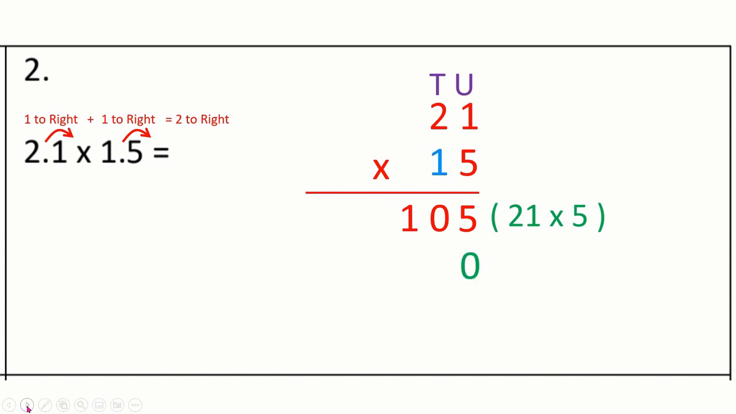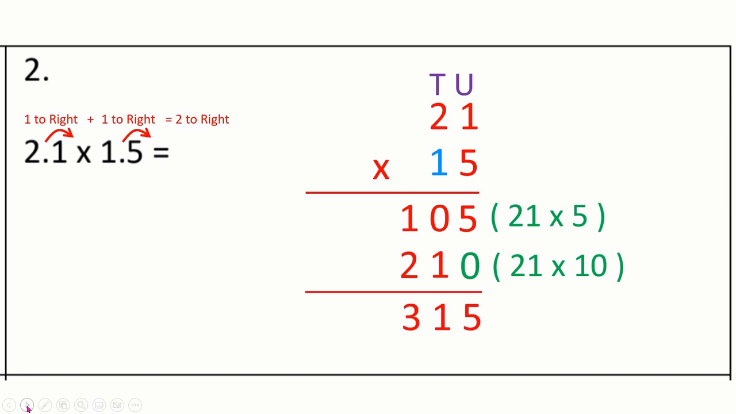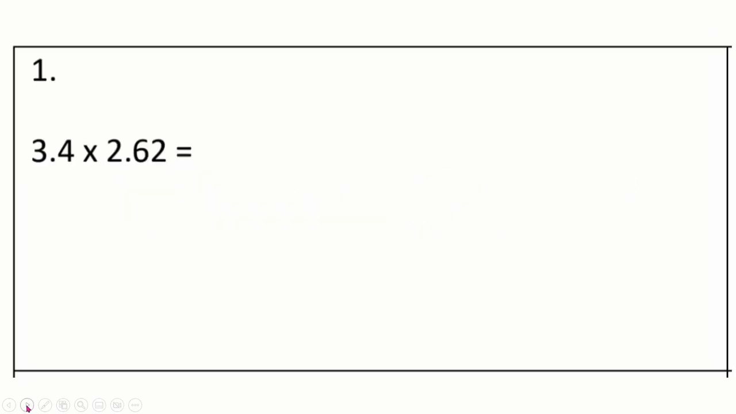Now we're going to go to 21 multiplied by 10. Remember to pop your 0 in. 1 times 1 is 1, 2 times 1 is 2. That's the answer to 21 multiplied by 10. Add them together, 315. That number is 100 times too big. We've got to make it 100 times smaller. Your decimal point is on the end. We take it one place over, 2 places over, and it's 3.15. So 2.1 multiplied by 1.5 is 3.15.